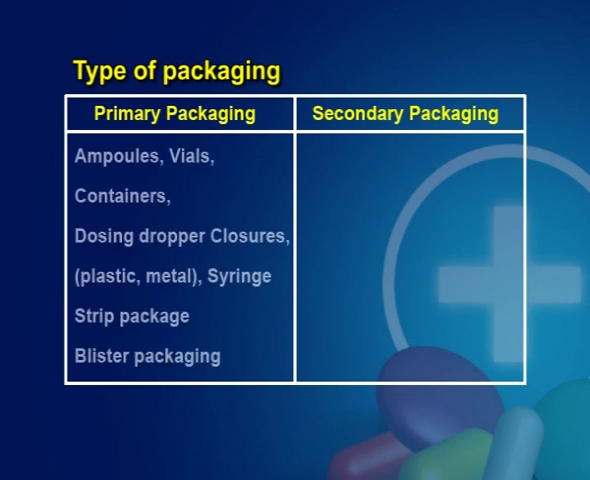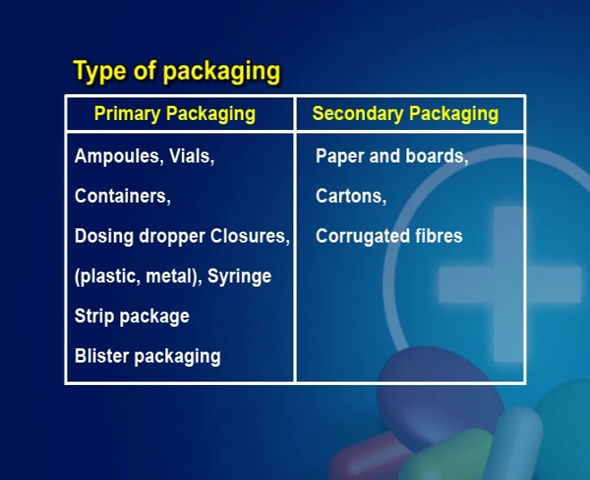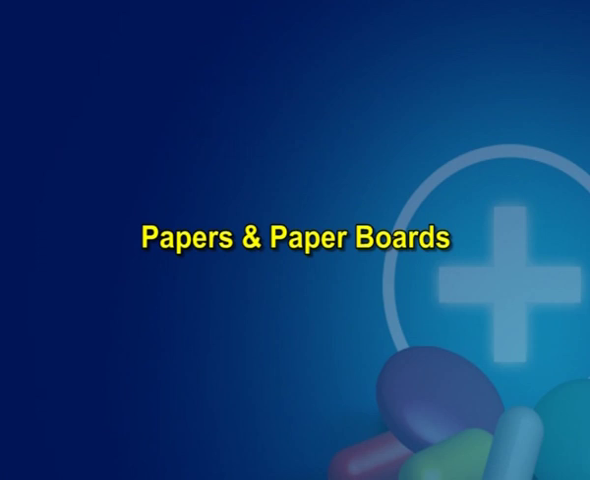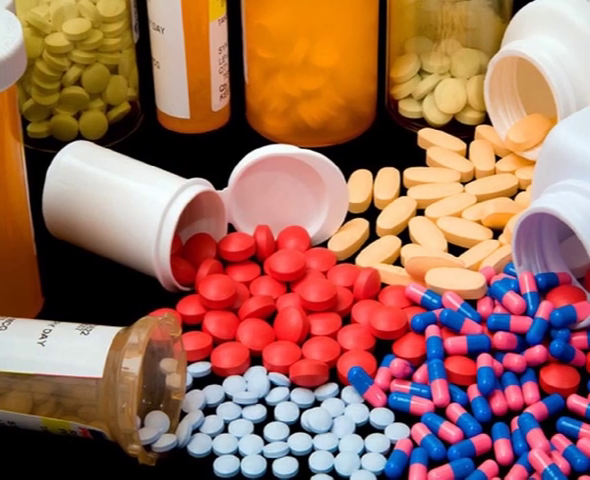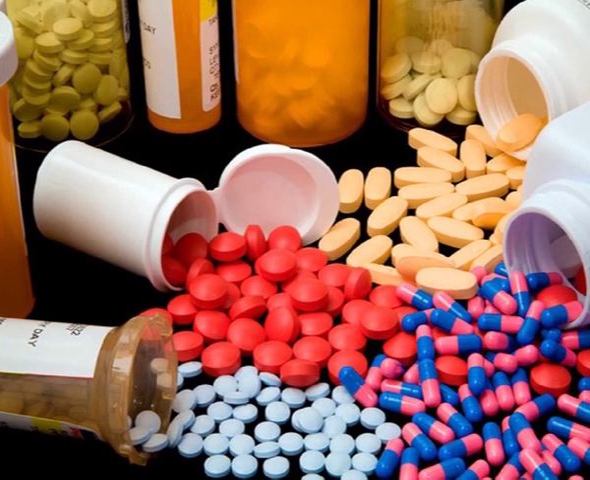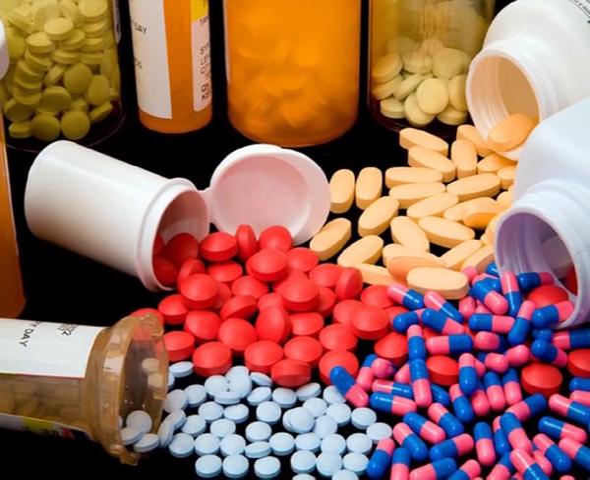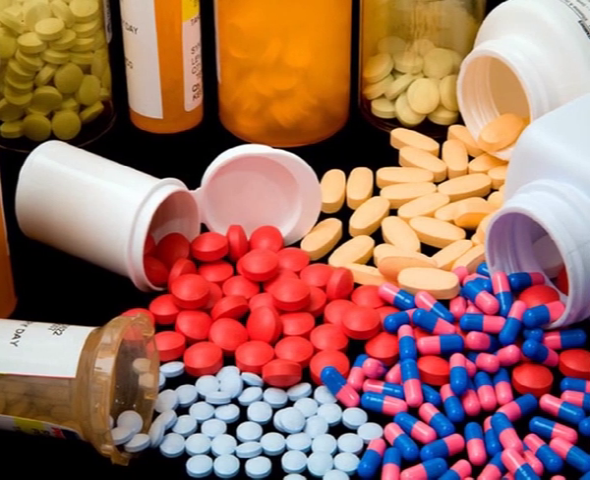In Table 1, we divided packaging into two parts: primary packaging and secondary packaging. Primary packaging includes ampoules, vials, containers, dosing dropper closures, plastic as well as metal, syringes, strip packages, and blister packaging. In secondary packaging: paper and boards, cartons, corrugated fibers. Papers and paper boards.